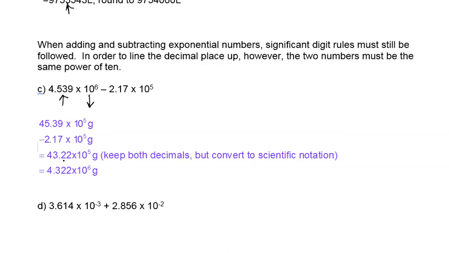Now the problem is, as I said, sometimes you get an extra step because that result is not in scientific notation, right? We've got two numbers in front there. So we need to move that back over, which means that's getting smaller. My power of 10 gets larger. So be careful with that.